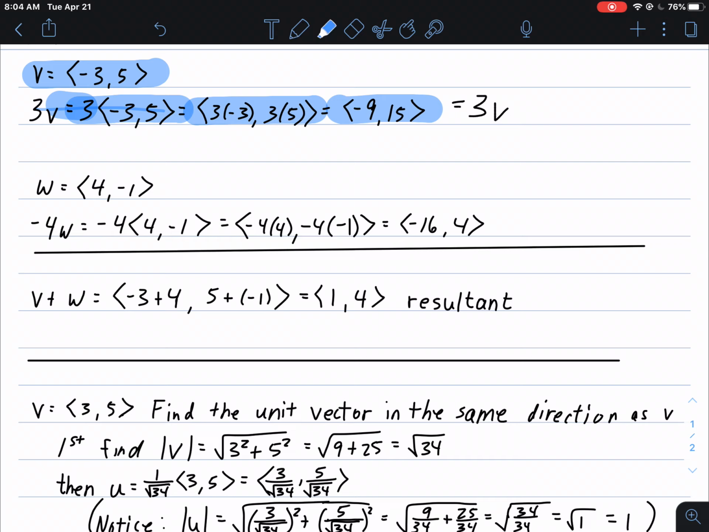-4 times w. So here's our vector w having components 4, -1. -4 times w. Again, I'm multiplying -4 times the components of our vector w. So -4 times 4, -4 times -1, giving me the vector whose components are -16 and 4. And this would be the vector -4 times w. Now, two things. That vector would have a magnitude that is 4 times the magnitude of vector w. But then because we multiplied by a negative constant, a negative scalar, that vector would be in the opposite direction of vector w. So it would be pointing in the opposite direction. Okay.